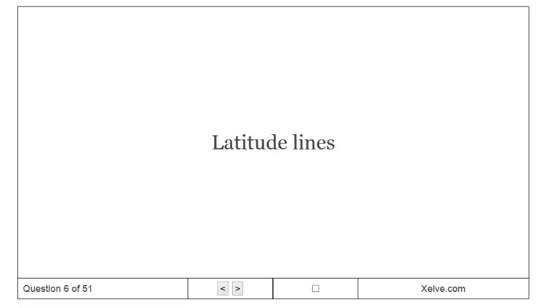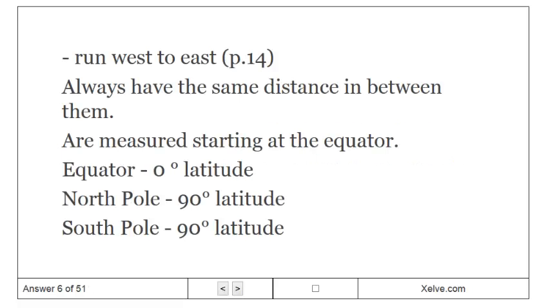Latitude lines. Lines that run west to east always have the same distance in between them, and are measured starting at the equator, 0 degrees latitude, North Pole 90 degrees latitude, South Pole 90 degrees latitude.